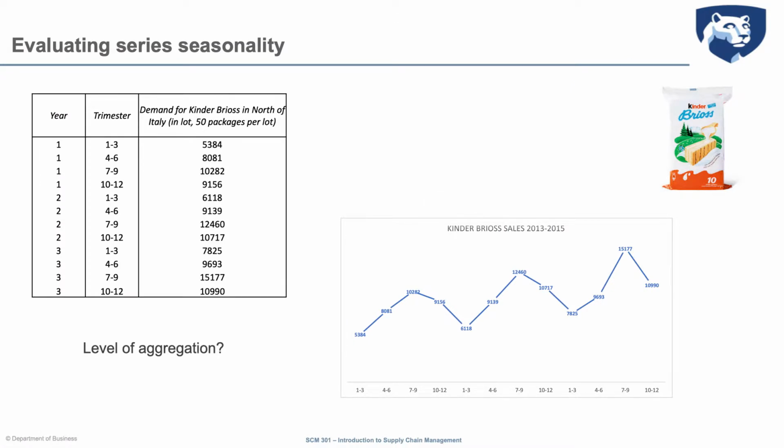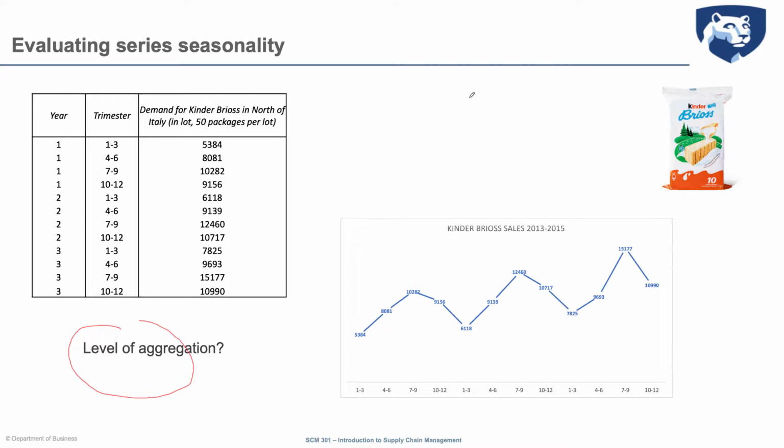The second component is the seasonality. So given a series, like in this case you are talking about a trimester, so you have 3 years and 4 values for each year, we have this type of series. So it's Kinder Brioche, which are this type of snack, which are distributed in this way. Of course, I leave it to you which is the level of aggregation. So remember, you have here trimester, the demand of Kinder Brioche in north of Italy. You should ask yourself which is the level of aggregation of this type of demand, but I leave this question to you.